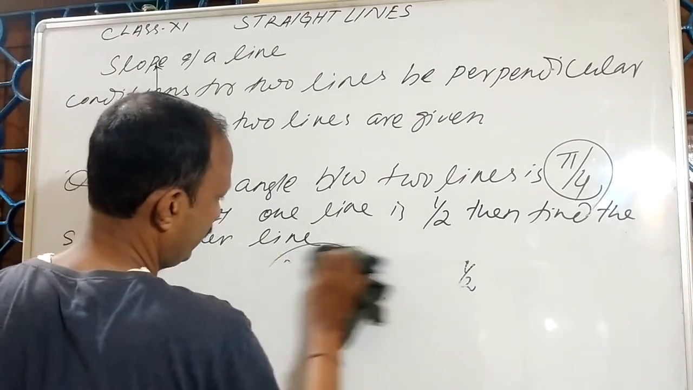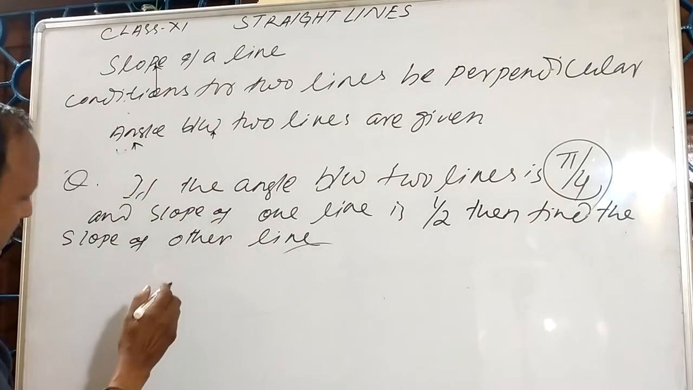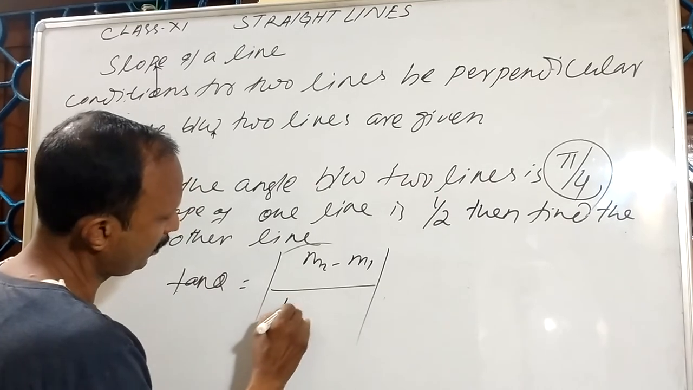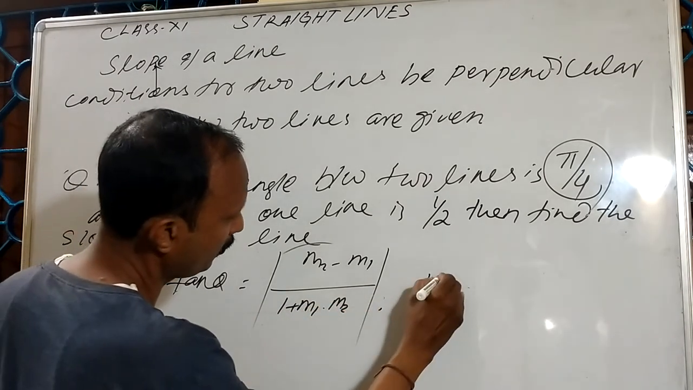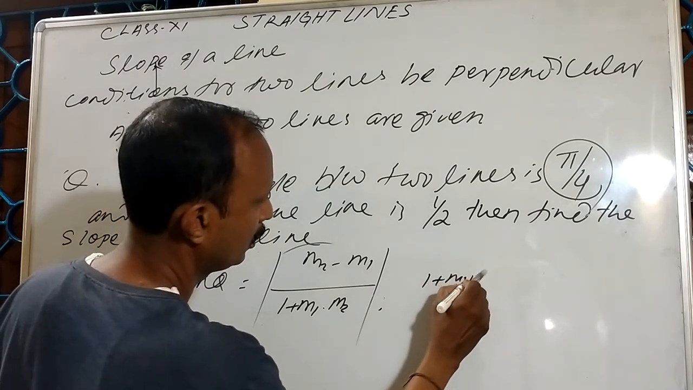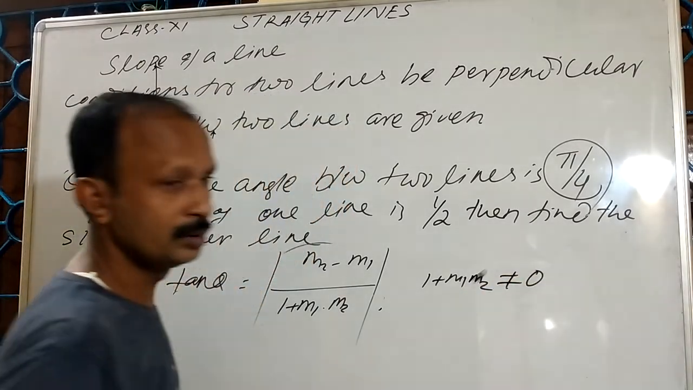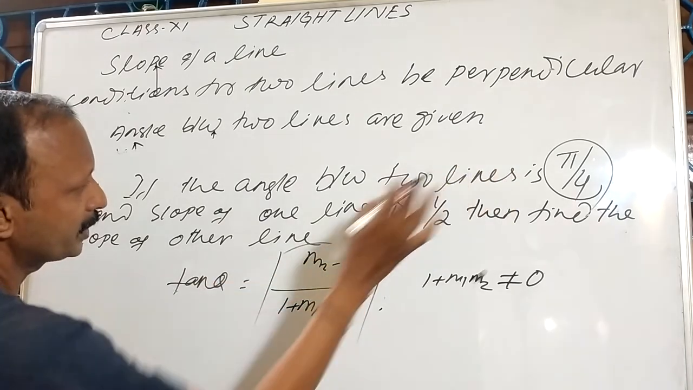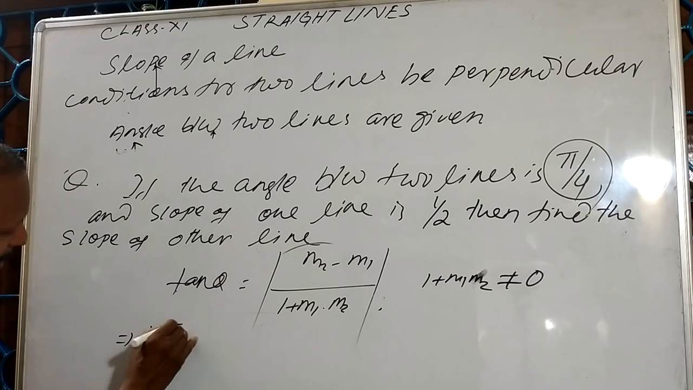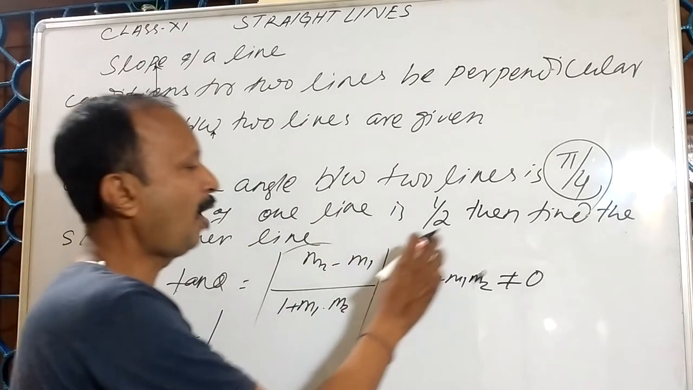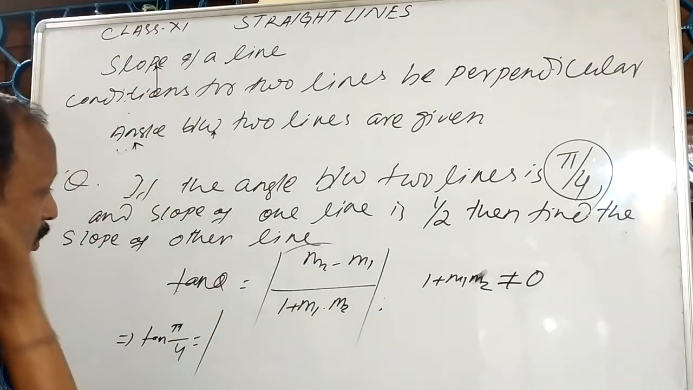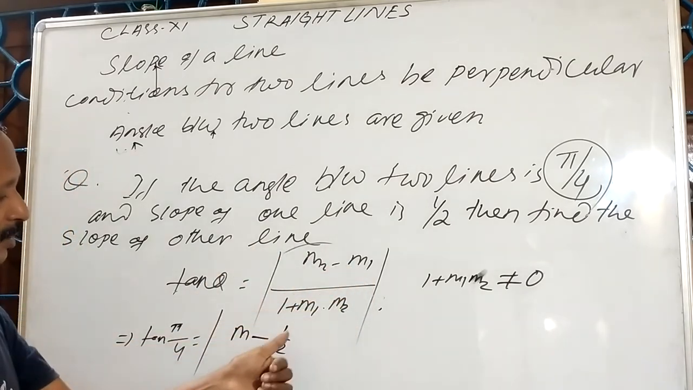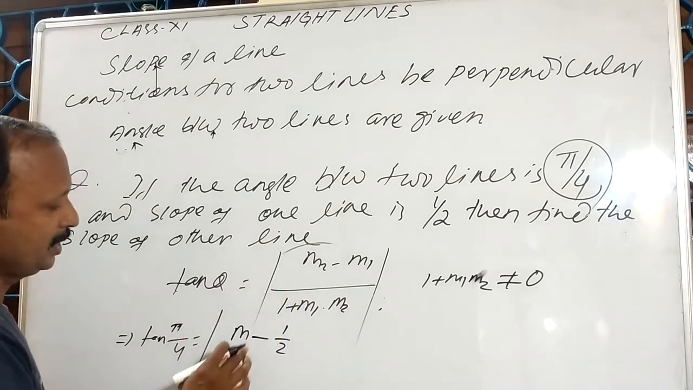How to find it? First we will write the formula. Just now I explained, tan theta is equal to mod of m2 minus m1 upon 1 plus m1 into m2, where 1 plus m1 into m2 is not equal to 0. This is the condition. Okay? So here, in place of theta, I shall write pi by 4, which implies tan pi by 4 is equal to, slope of one line is given, another line is not given. Suppose in place of m2, I am taking m, because the slope of one line is already given. So m1 is given, 1 by 2.